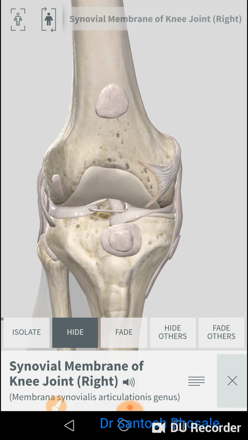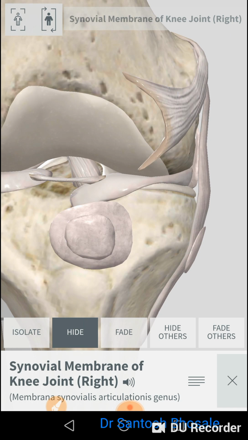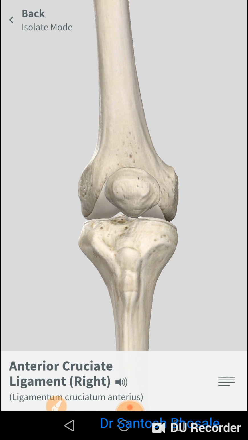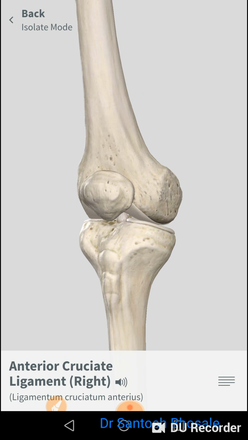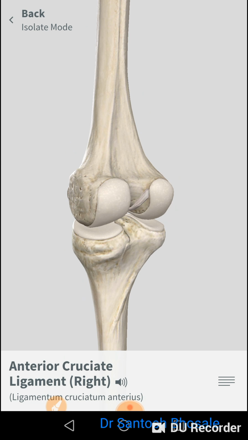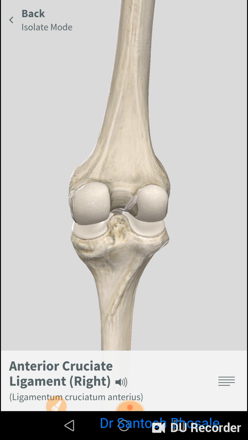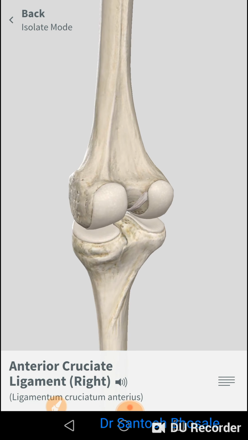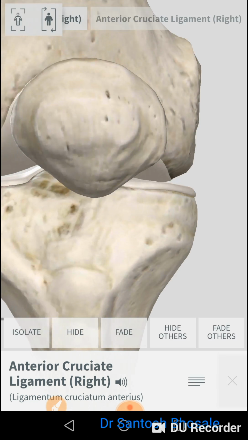the synovial membrane. Here you can see the two cruciate ligaments, that is the anterior cruciate ligament attached to the posterior part of the medial surface of the lateral condyle, that is the anterior cruciate ligament.